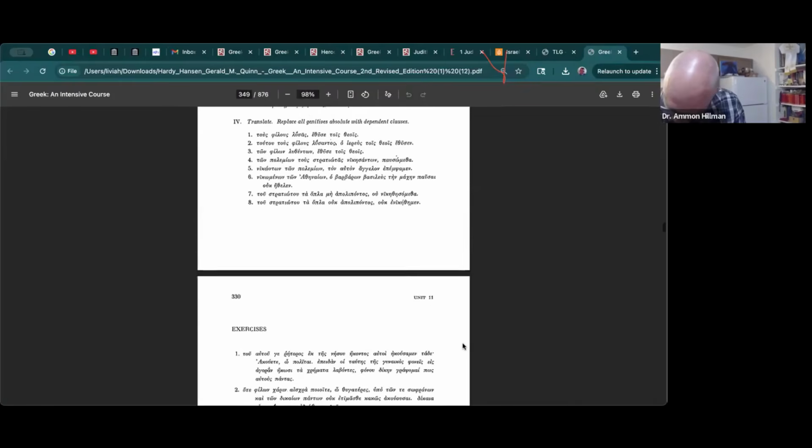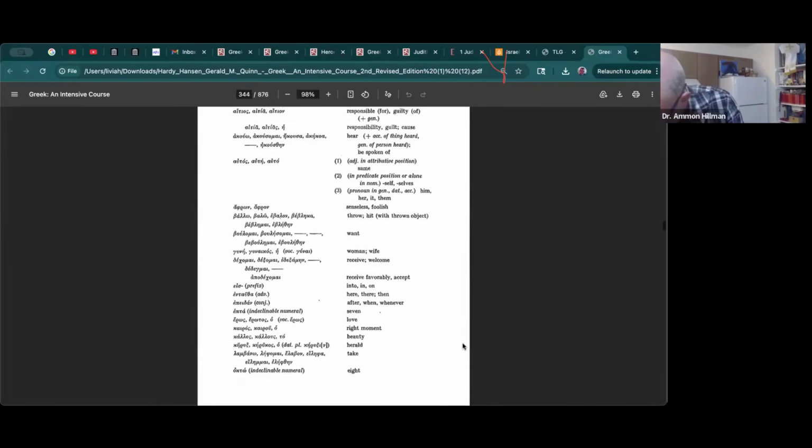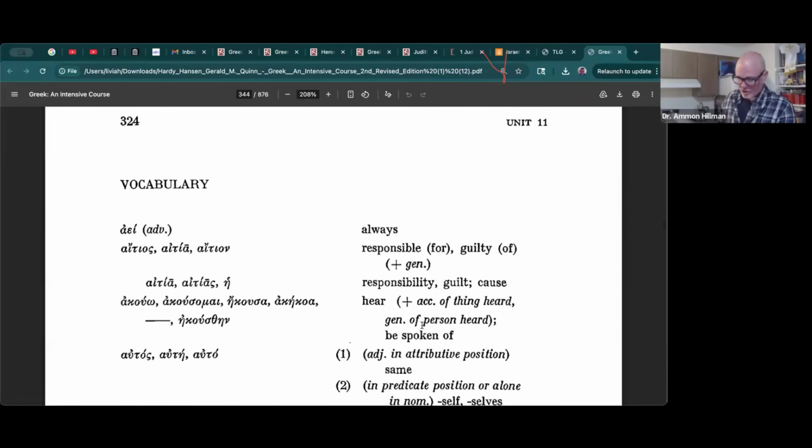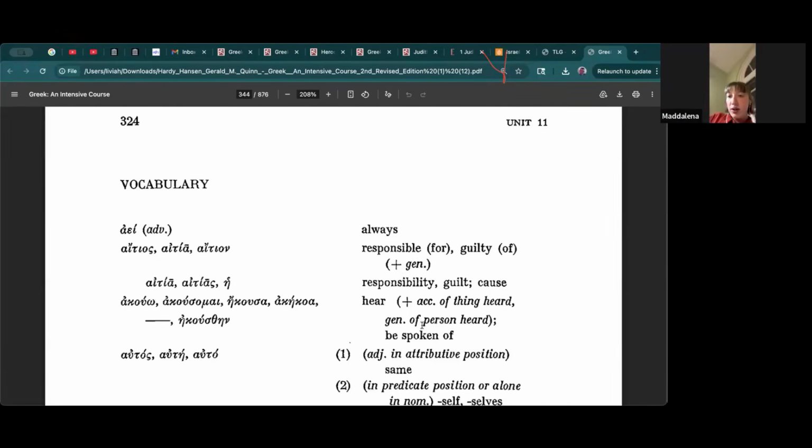Go to the vocabulary. Can you read through the vocabulary from Unit 11? This is page 324. Can you just read through it? Sure. Alrighty.